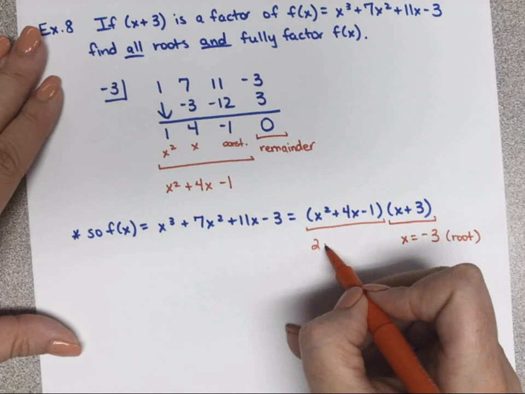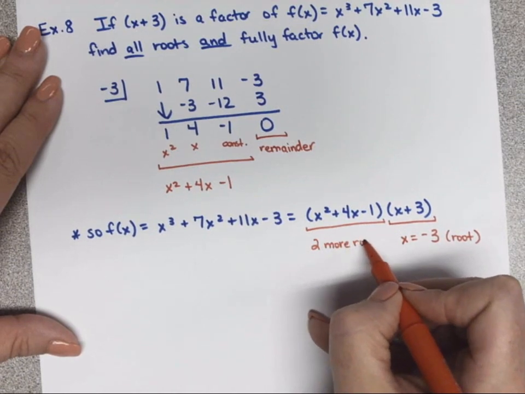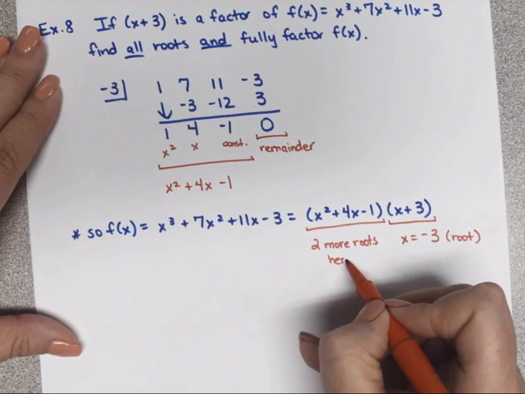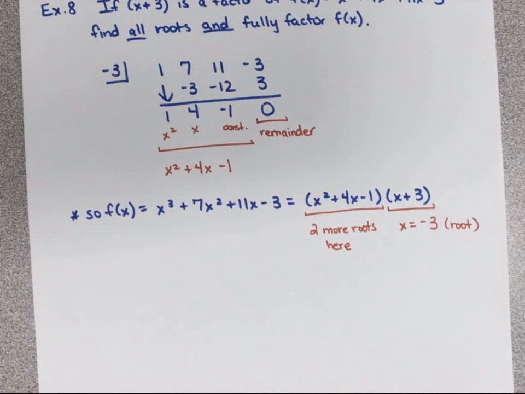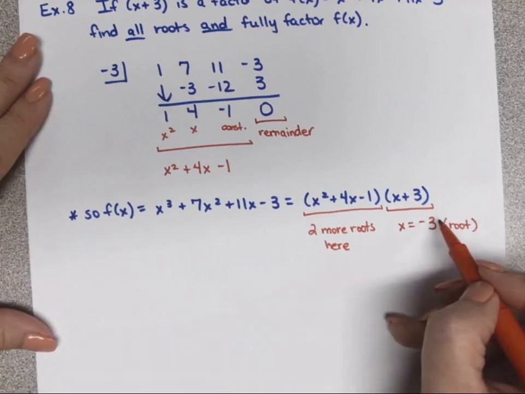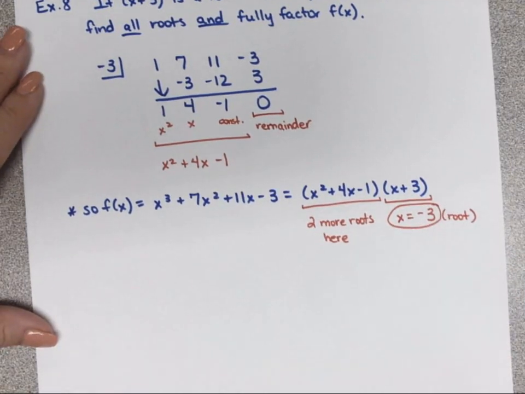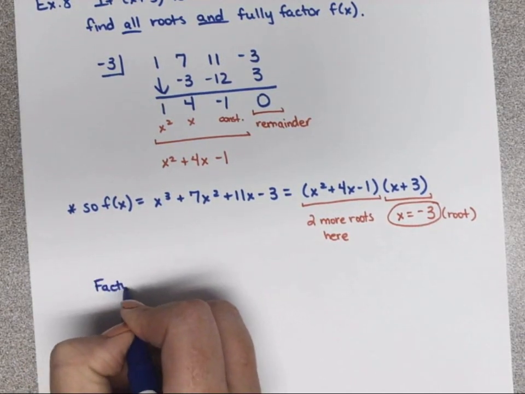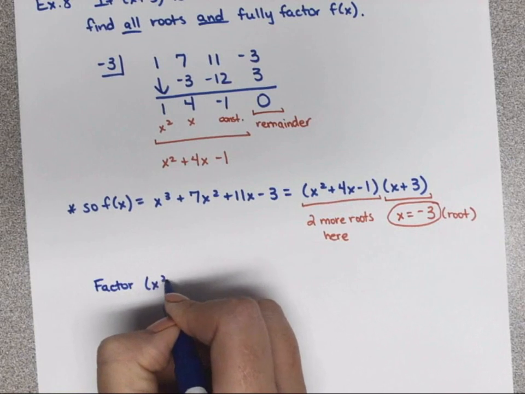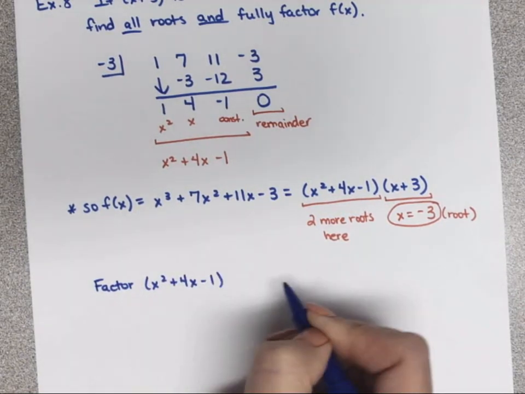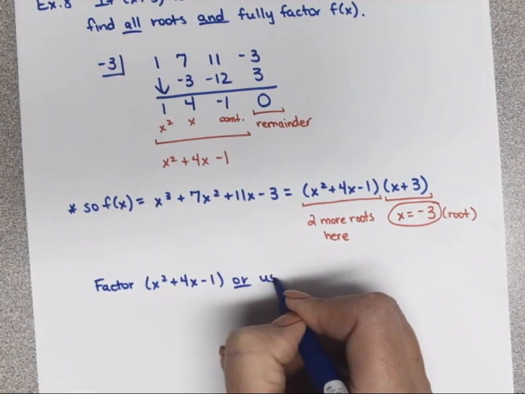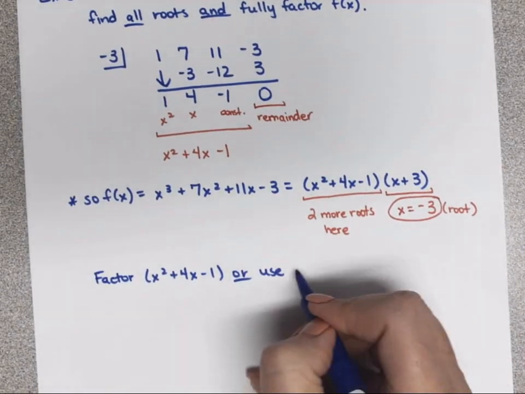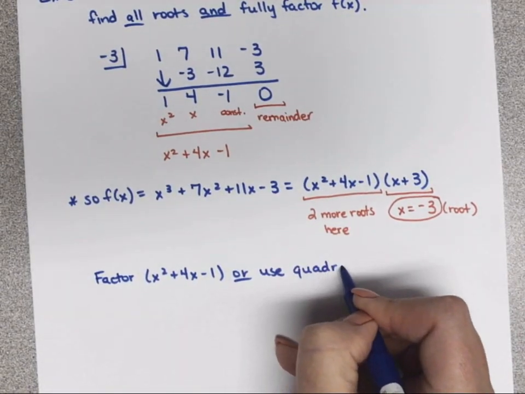But also we have 2 more roots here. And how can I tell that I have 2 more roots there? What kind of power is it? It's squared, right? So I have one kind of nice root here, so I'm going to circle it. But I have 2 more here that I need to find, okay? So I either need to factor x squared plus 4x minus 1, okay? Or I need to use what on it? What do we do when we can't factor? Quadratic formula?